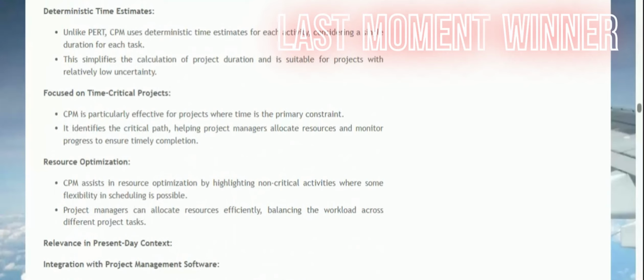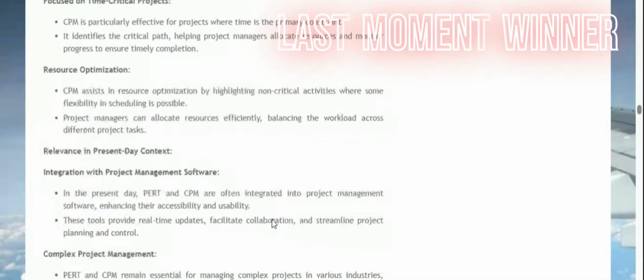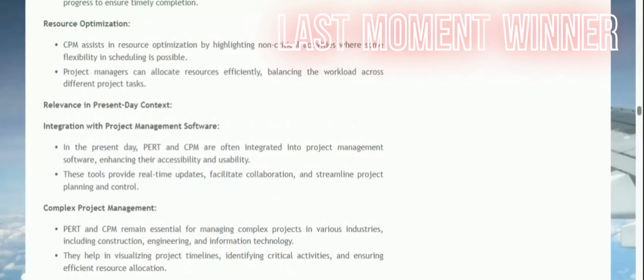Resource optimization. CPM assists in resource optimization by highlighting non-critical activities where some flexibility in scheduling is possible. Project managers can allocate resources efficiently, balancing the workload across different project tasks. Relevance in present-day context. Integration with project management software.